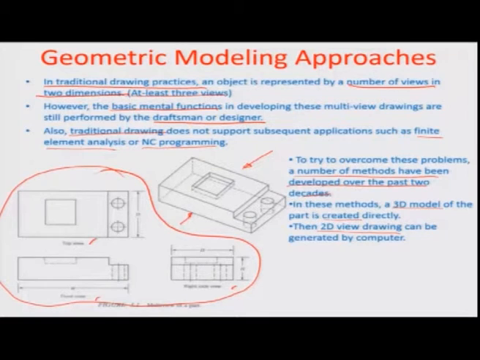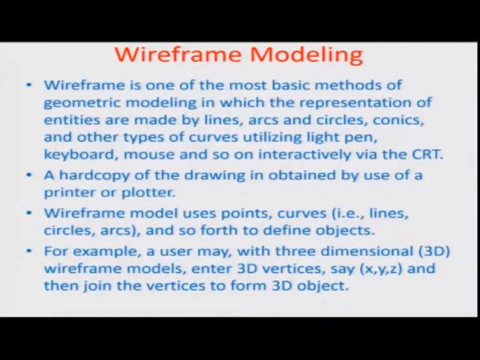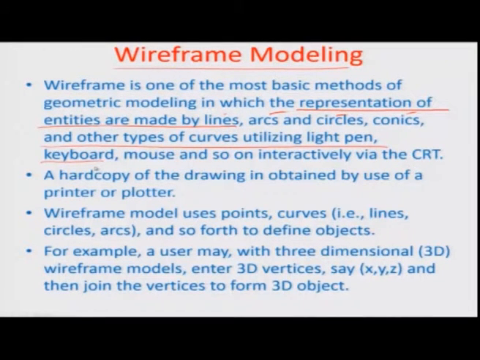So, the first aspect is how you represent through the most simplified form, which is known as wireframe modeling. This is one of the most basic methods of geometric modeling, and in this method you represent entities which are regular in shape through very well defined geometric entities like lines, arcs, circles, conics, and other types of curves. This can be done using a light pen pointing into a cathode ray tube screen, or a keyboard, and that is where the technology assistance has happened.